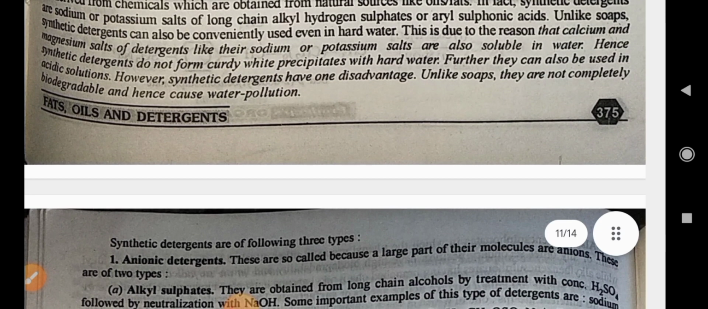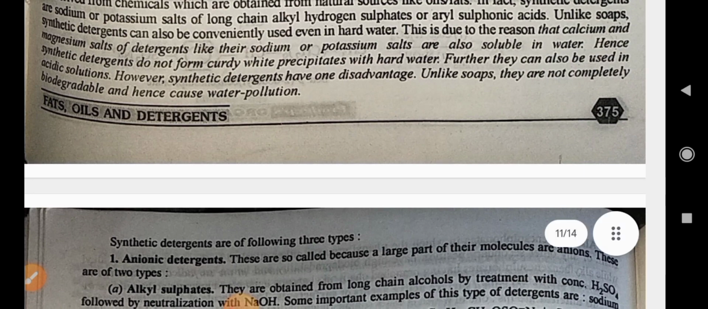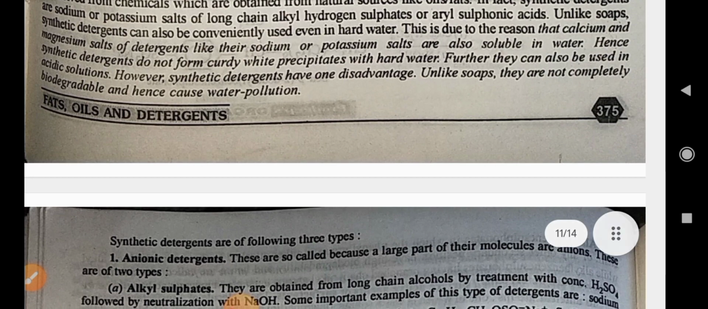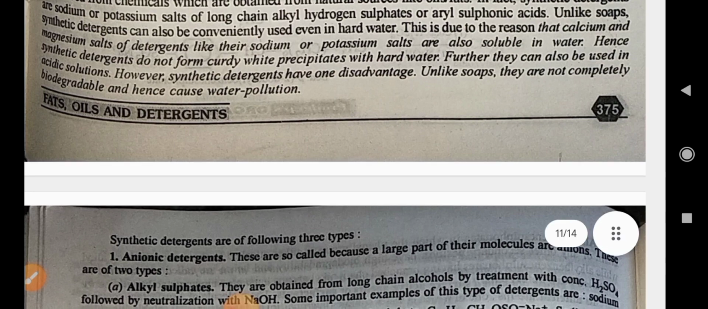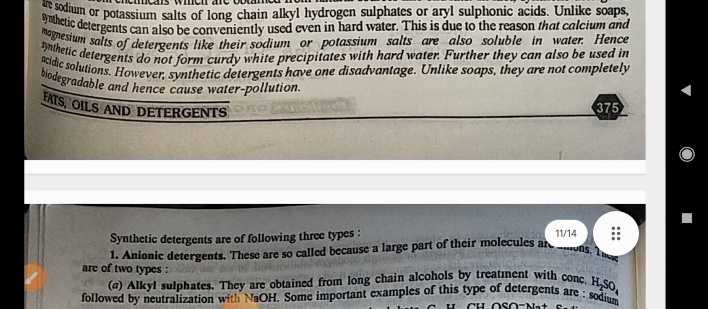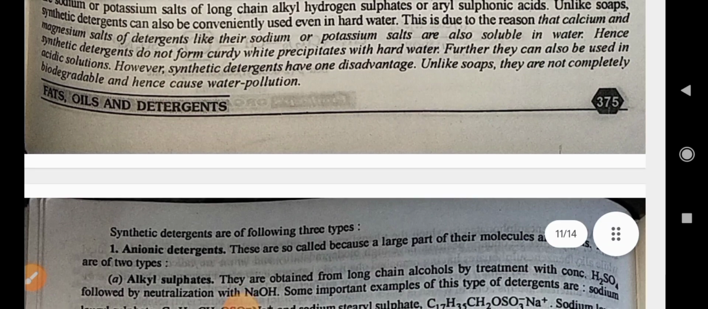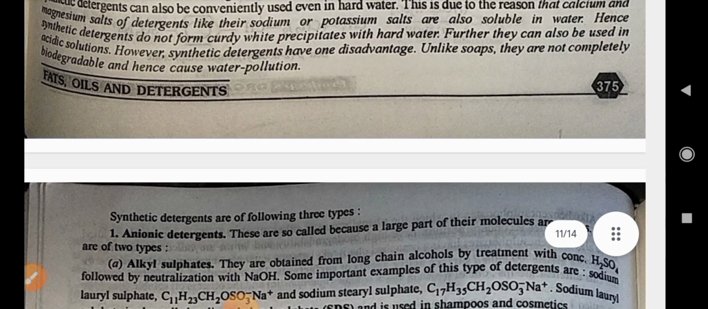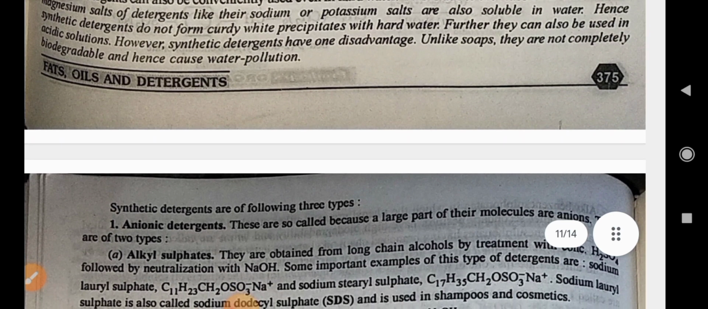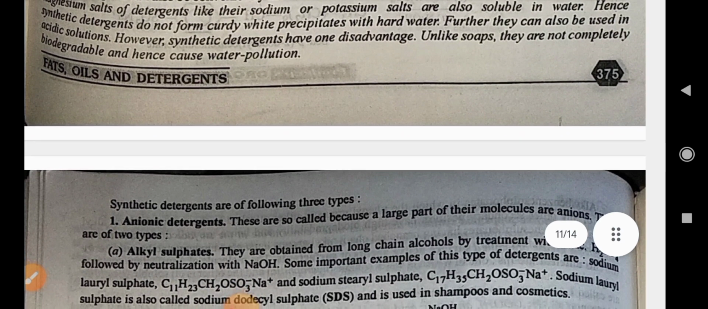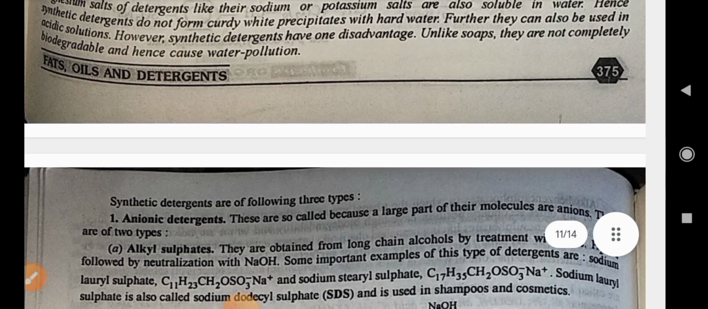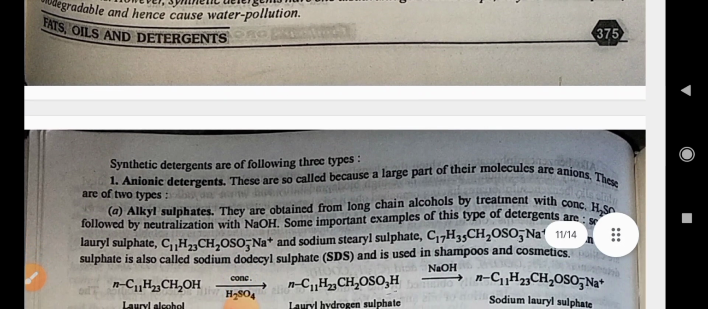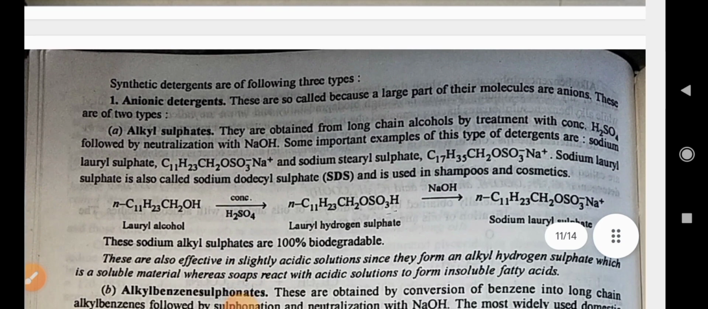Unlike soaps, detergents can also be conveniently used in hard water. This is due to the reason that calcium and magnesium salts of detergents, like their sodium or potassium salts, are also soluble in water. Hence, synthetic detergents do not form curdy white precipitate with hard water. Further, they can also be used in acidic solution. However, synthetic detergents have disadvantages. Unlike soaps, they are not completely biodegradable and hence cause water pollution.